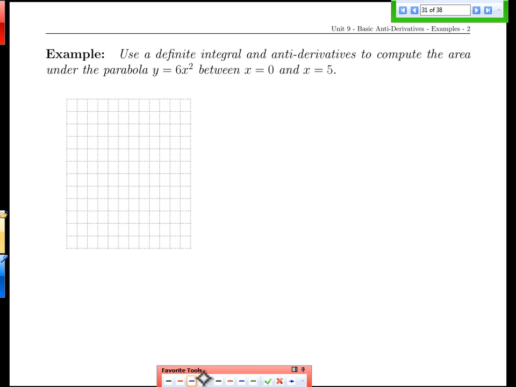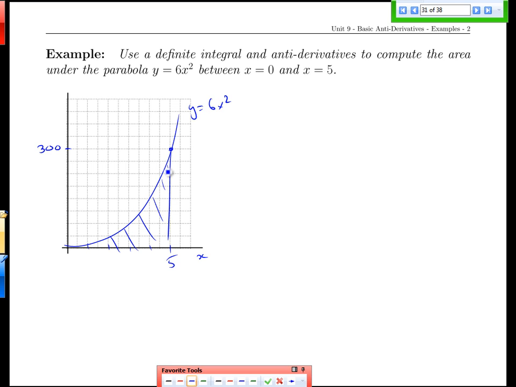Let's take a look at another example, just to get some more practice. We're going to look at the area under the parabola 6x squared between 0 and 5. 1, 2, 3, 4, 5. And some parabola shape. We won't get this evenly scaled just because the scale is so huge. This would be 25 times 6, that would be 300 on this axis here. This area we would not know how to calculate from first principles. There's no common shape that we can build this out of, but we can do it using integrals.